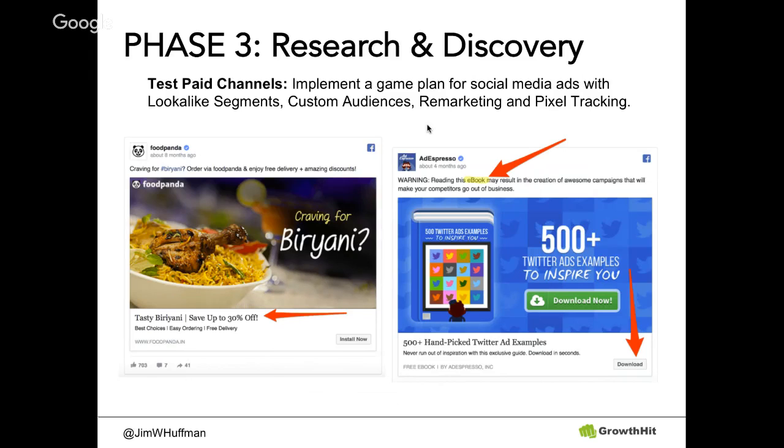And I'm a big proponent of giving what's called a good lead magnet with your Facebook ads. So here's two examples. Well, one is giving 30% off in the Food Panda example. And the one on the right at Espresso, they actually created a guide to put in their ads where they would give you a download for 50 handpicked Twitter ad examples.